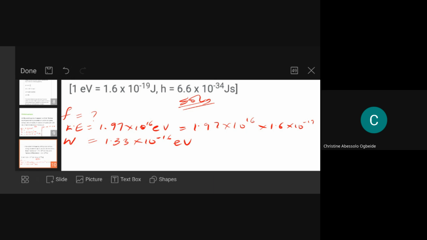Then also for the kinetic energy, for the work function, also multiply the 1.33 times 10 to the minus 16, which is in electron volts. So we also have to multiply by what? 1.6 times 10 to the power minus 19, so we can change it to joules. So multiply that for the kinetic energy. What would this give us? Someone should tell me the value of this.